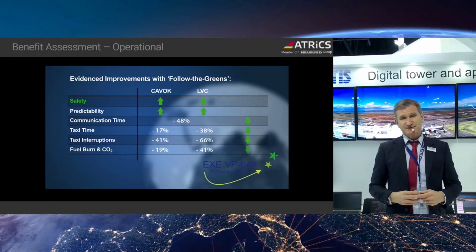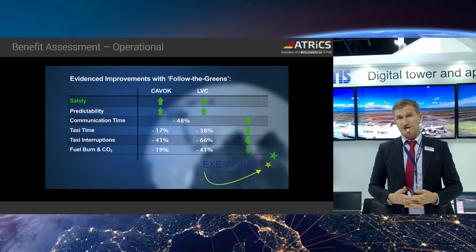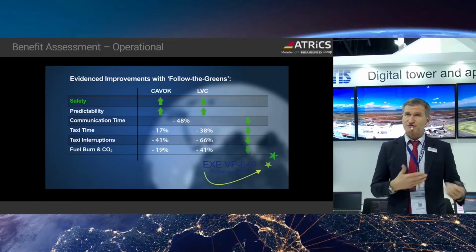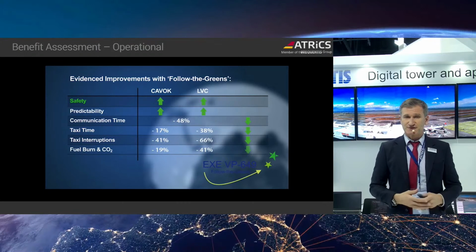And as you can see, the taxi time was reduced by 20% in good conditions, but by 40% in bad conditions. And in fact, they reached the same level. So taxi time, there was no difference between good and bad visibility conditions.